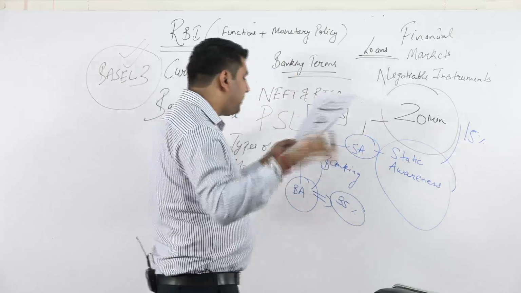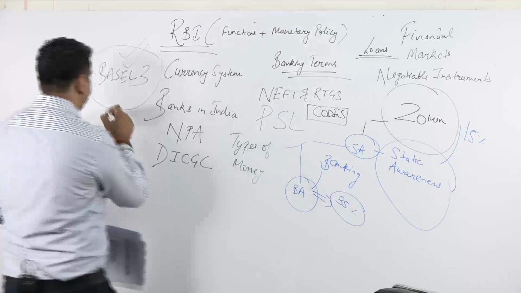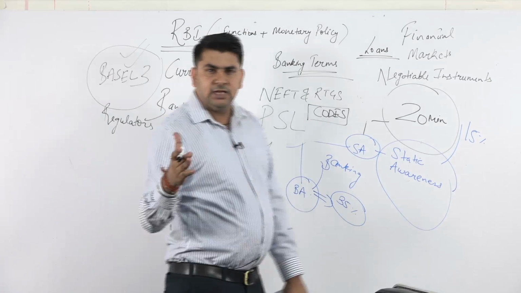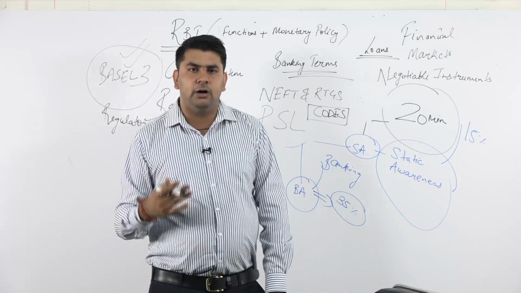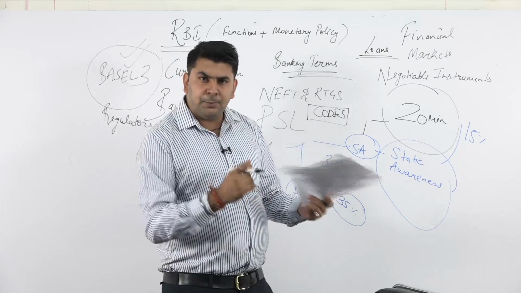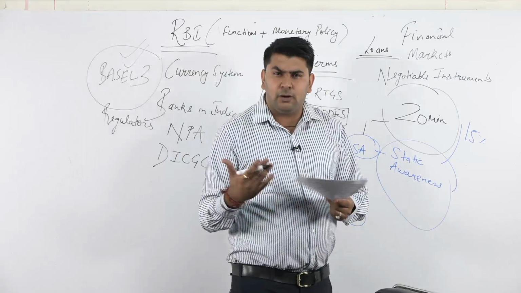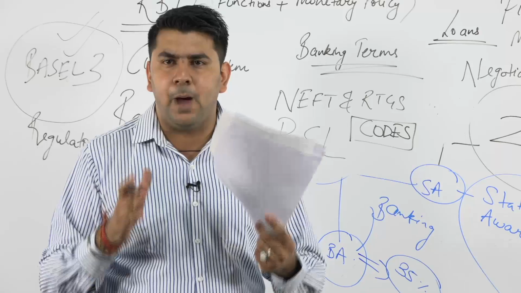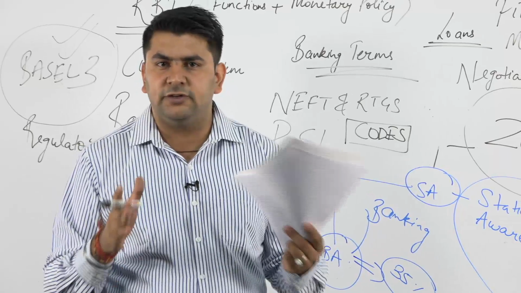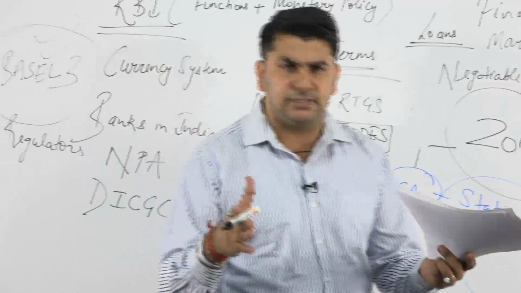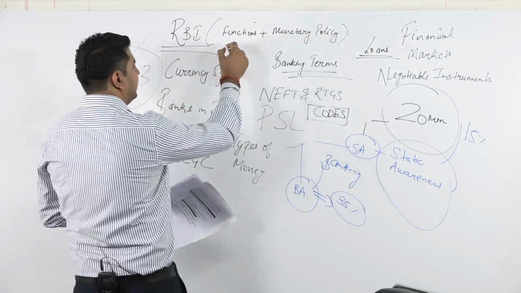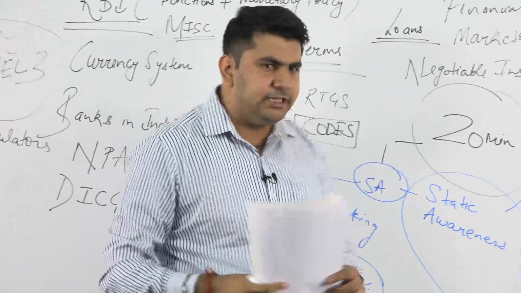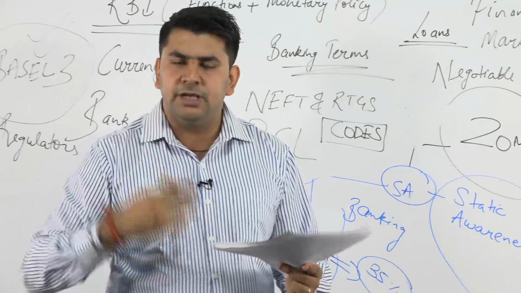Then if we talk about the next topic, we have the financial regulators. In this, we will cover SEBI, RBI, NABARD, SIDBI, different regulators which are managing the financial services or the financial sector in India. And the last topic is the miscellaneous. Now, students, in miscellaneous, what do you have to cover? You have to cover the abbreviations, banking abbreviations, all the important abbreviations.